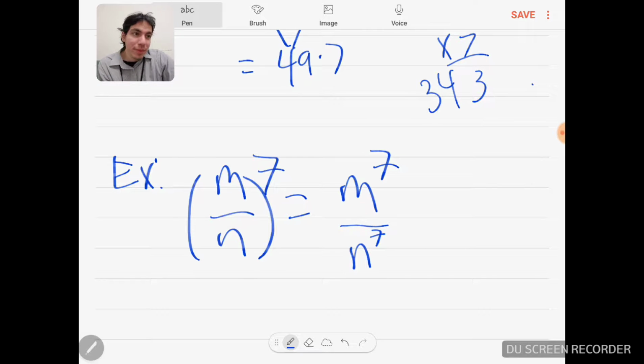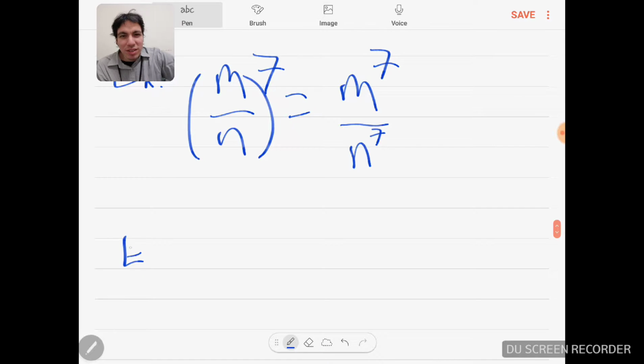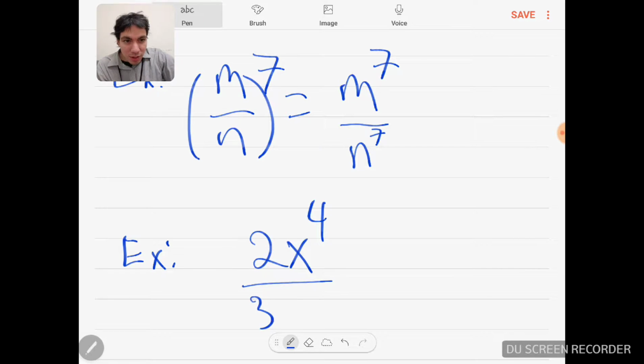And you'd be done. Let's try a little bit harder one. 2x to the 4 over 3y to the 5th being raised to the 4th power.